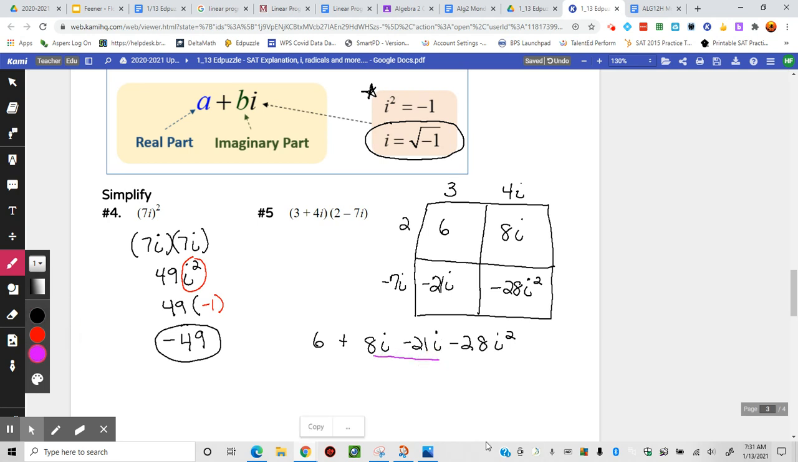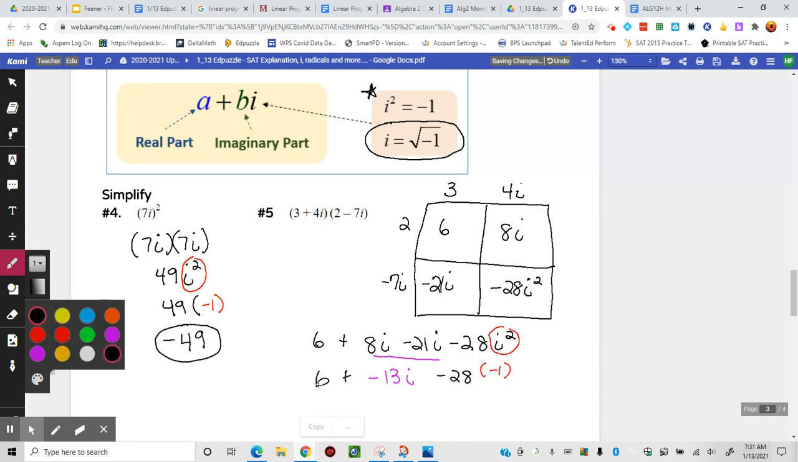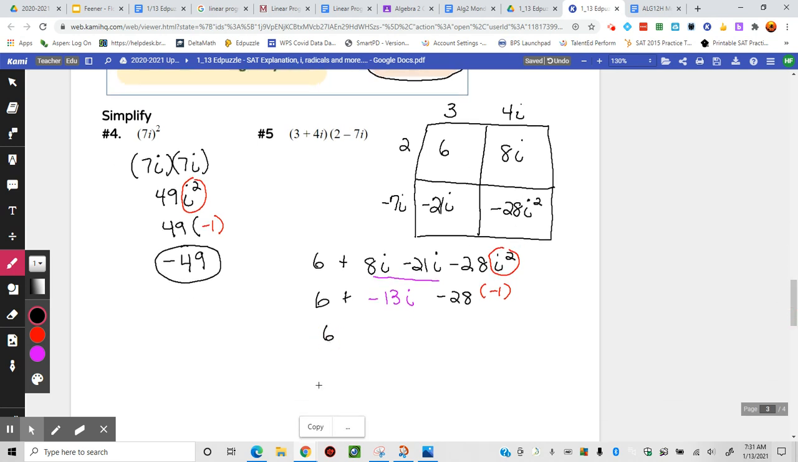All right, well, I'm going to combine these ones together first. So I get 6 plus 8 minus 21 is -13i minus 28i squared. But i squared is -1, so I get 6 minus 13i plus 28.